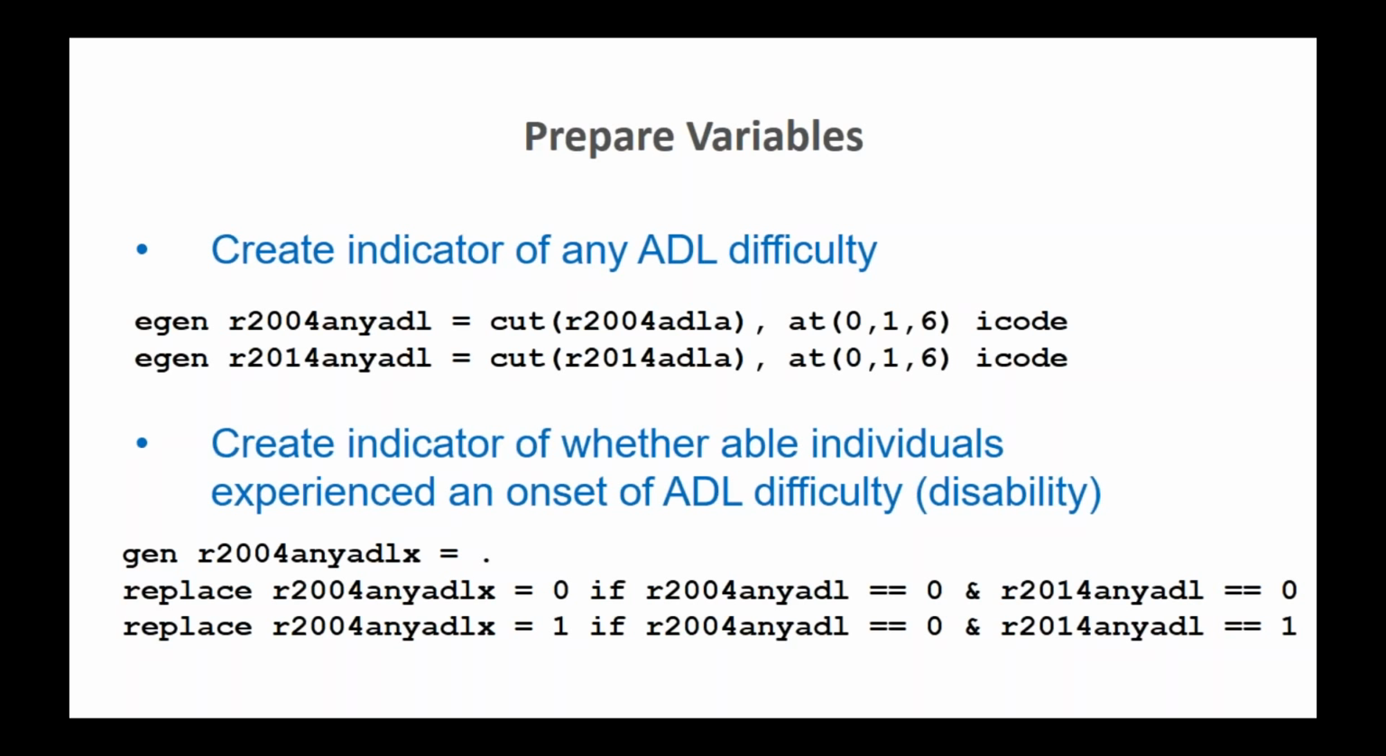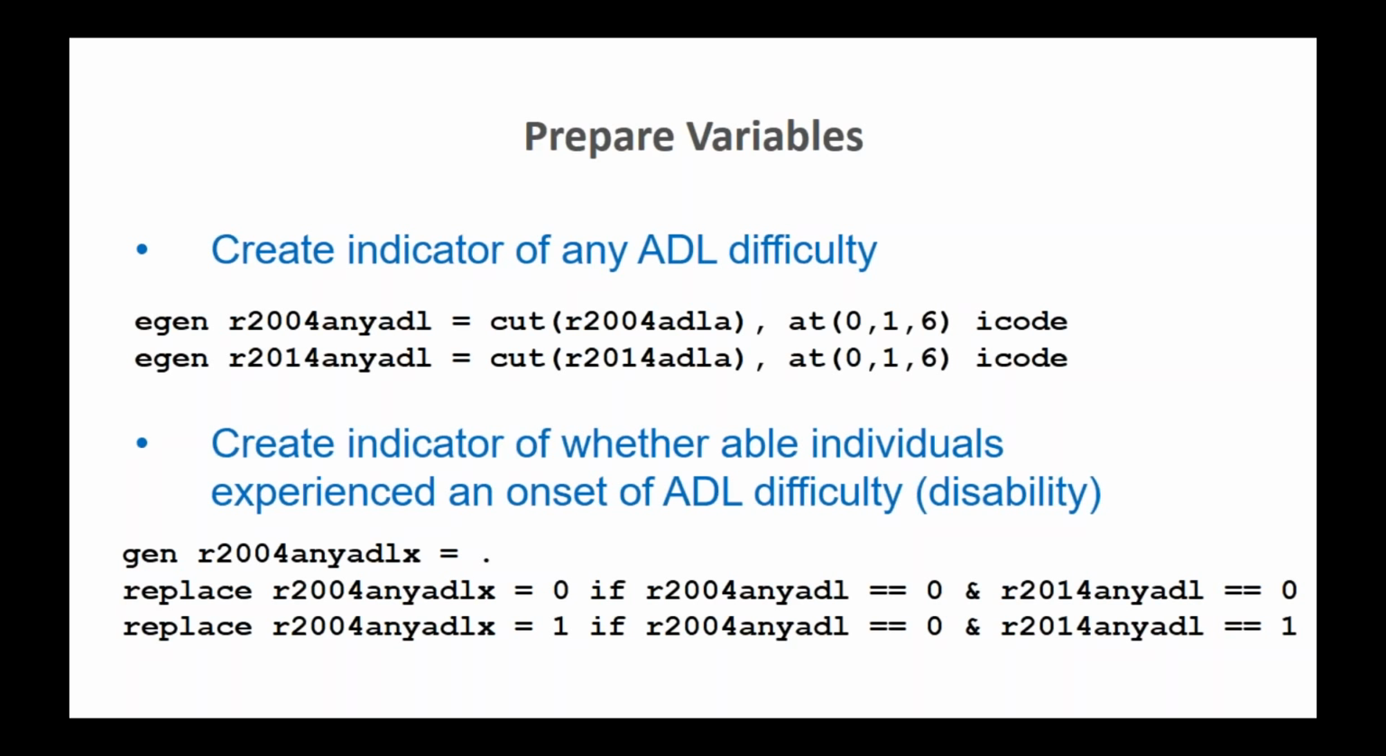You can do that using an egen command in Stata. This is kind of an enhanced generation variable command. So we're going to make one for 2004 and 2014. And we're going to use our ADL variables that we just renamed. We're going to say cut at 0, 1, and then the top of our cut is 6 because no one has 6, right? So we're going to make those variables.